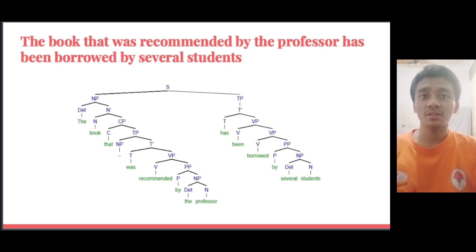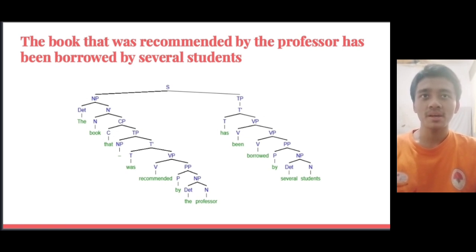Tense phrase, has been borrowed by several students, the main verb phrase of the sentence. T-bar, an intermediate level in a tense phrase. The tense, has, the auxiliary verb indicating present perfect tense. Verb phrase, been borrowed by several students, describes the action performed on the book. Been, the past participle of be, used in the passive voice.